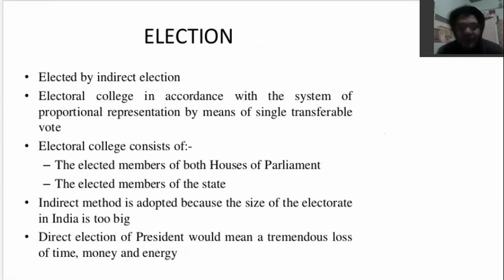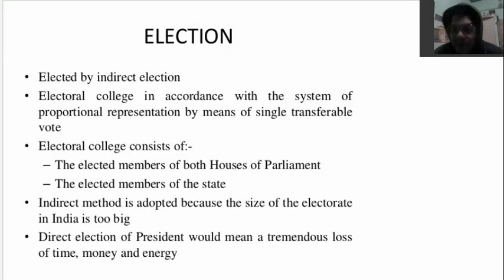Election again. Now, we are going to learn about the presidential election. First of all, he is elected by indirect election. So this could be an MCQ somewhere. Remember this, that our president is not directly elected by the people. He is indirectly elected. The electoral college is in accordance with the system of proportional representation.